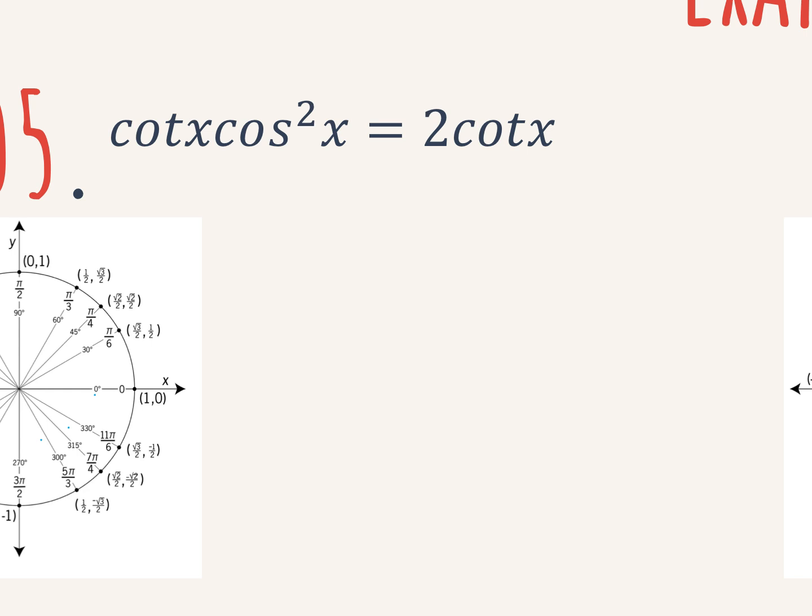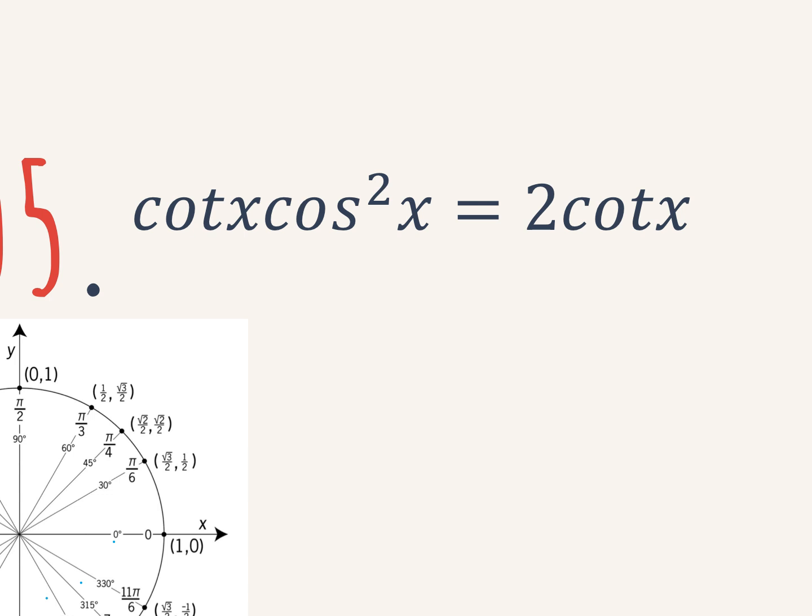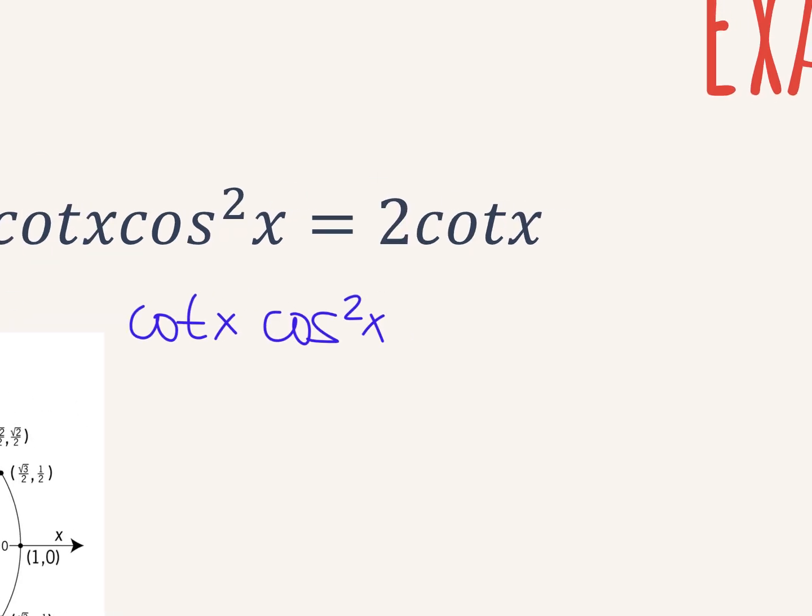What can we do? Can we move everything to where? Are we allowed to do that? Just move everything to one side, set it equal to 0? If you have something squared, it's probably going to have to factor. So what did you do algebraically? We did that. We moved everything to one side and what? And what? Factored it, right? So I'm going to rewrite this as cotangent x times cosine squared... minus 2 cotangent x equals 0. You guys agree?